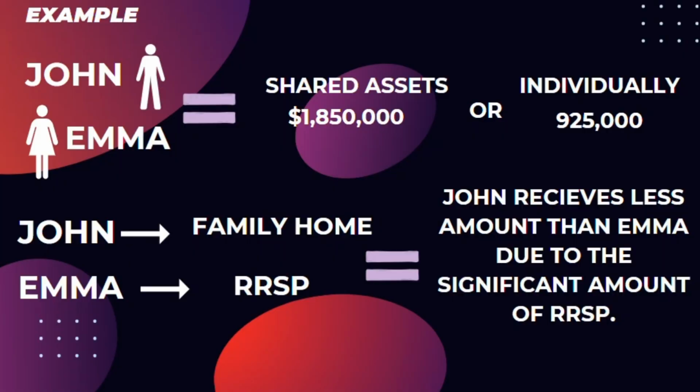Let's consider the case of John and Emma, who are currently undergoing divorce proceedings. The total value of their shared assets amounts to $1,850,000, or $925,000 for each of them. John desires to retain the ownership of the family home and artwork, while Emma wishes to keep the RRSPs. They both agree on this division of assets, but it results in John receiving $450,000 less than Emma due to the significant value of the RRSPs.